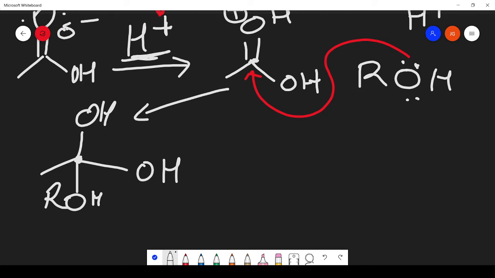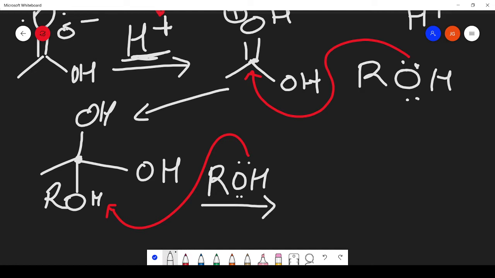Now the next step is actually going to involve another alcohol. It's going to perform a proton transfer, and in this case it's actually going to take from the alcohol that was bonded.